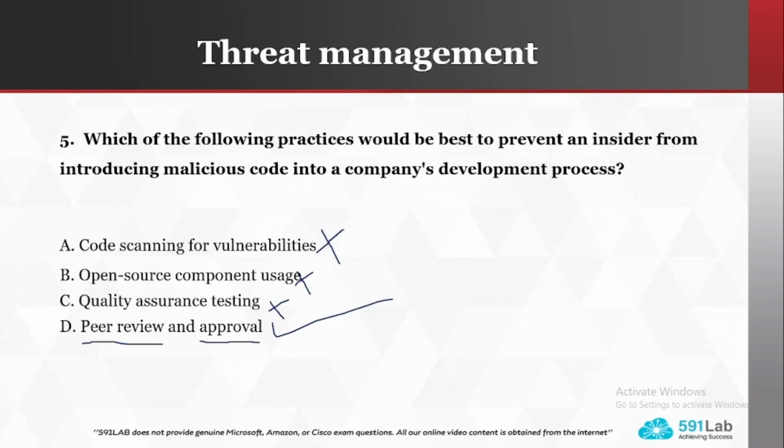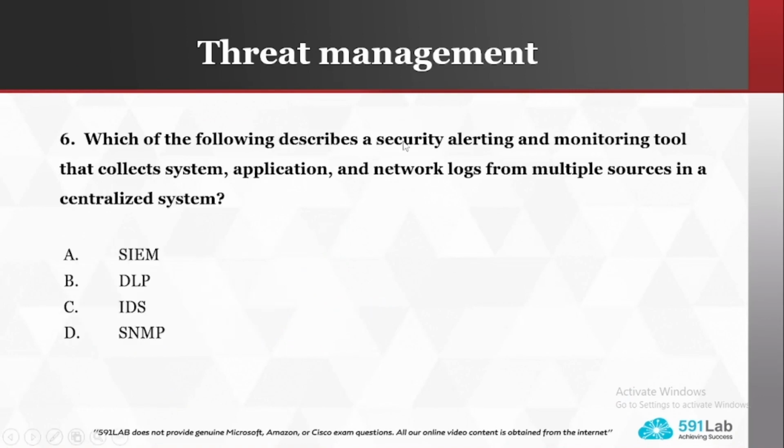Okay, the next is question number 6. Which one of the following describes a security alerting and monitoring tool that collects system, application, and network logs from multiple sources in a centralized system? A. SIEM, or security information event management. B. DLP, or data loss prevention. C. IDS, intrusion detection system. D. SNM, or security network management.